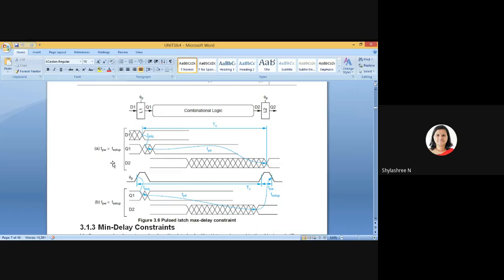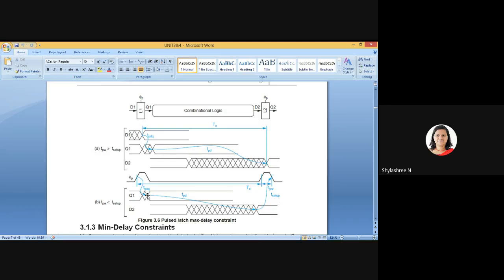Look at this. Here there are two cases: TPW is greater than T setup, and TPW is less than T setup. Suppose the pulse is wide enough, then the maximum delay constraint for pulsed latches is similar to that of your two-phase transparent based latches, except that here only one latch is present. In two-phase transparent based latches, there are two latches, but in pulsed latches, we are using only one latch.